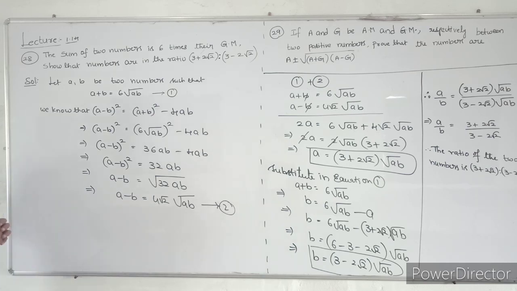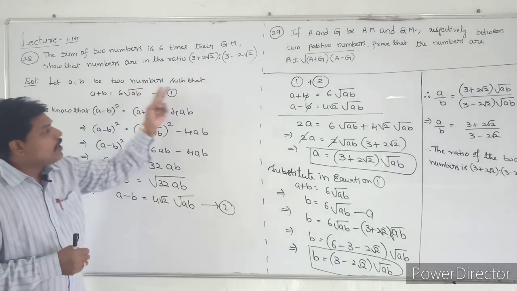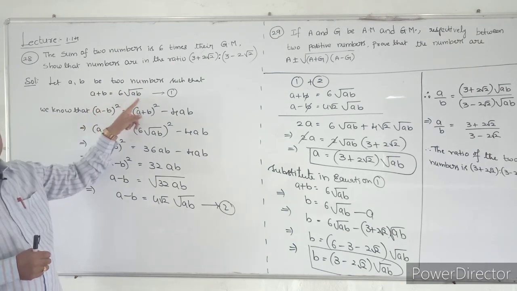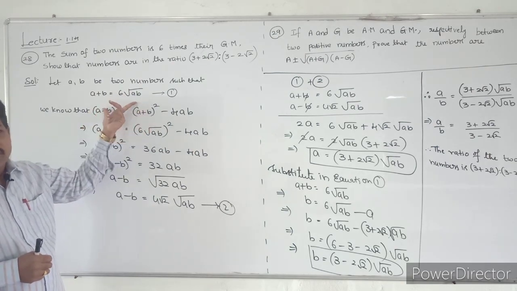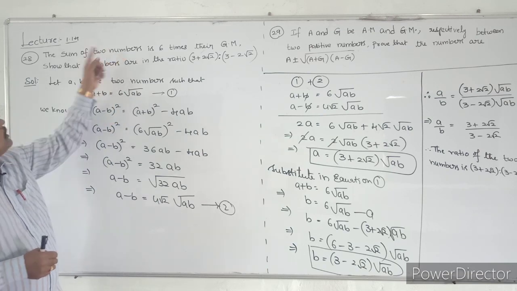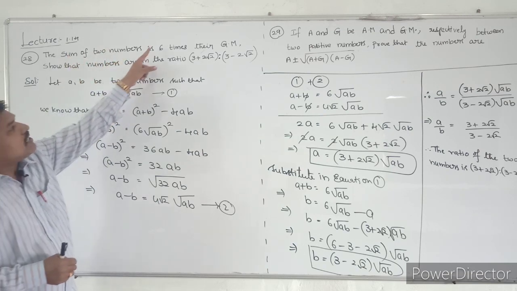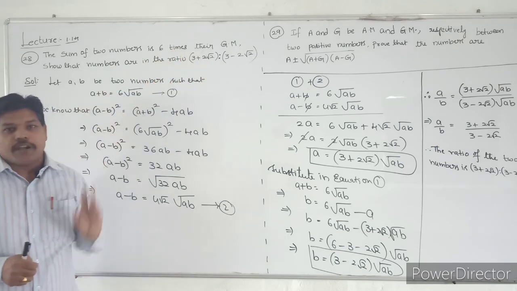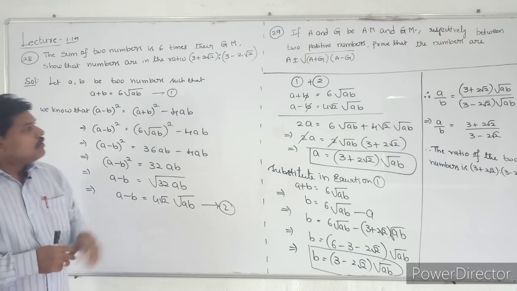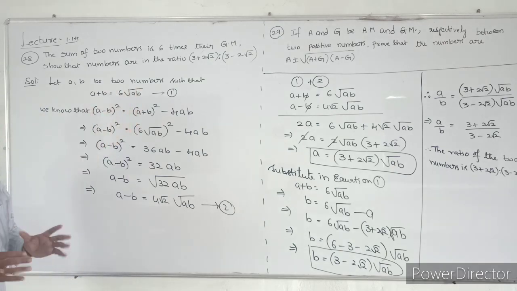So for that, let a, b be two numbers such that a plus b is equal to 6 into square root of ab. This is the condition given in the problem: the sum of two numbers is 6 times their geometric mean. a plus b is equal to 6 into square root of ab. Take that as equation number 1.